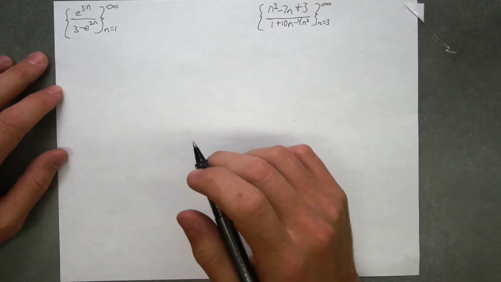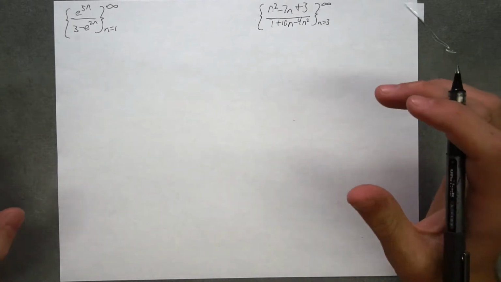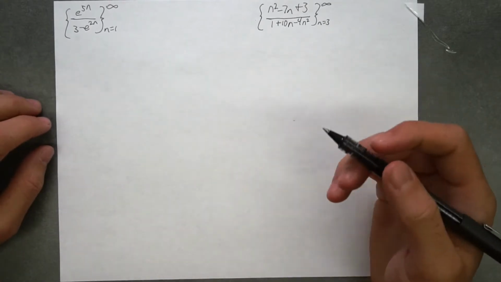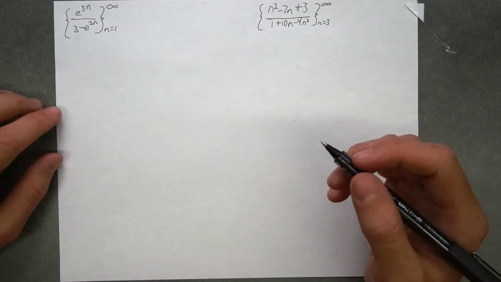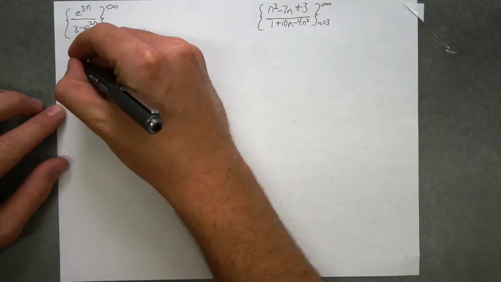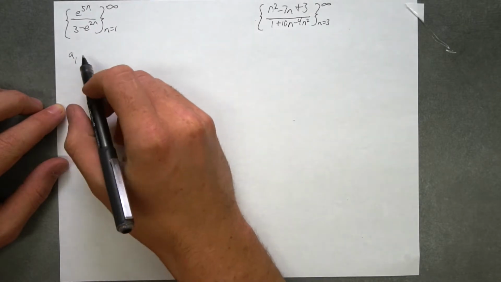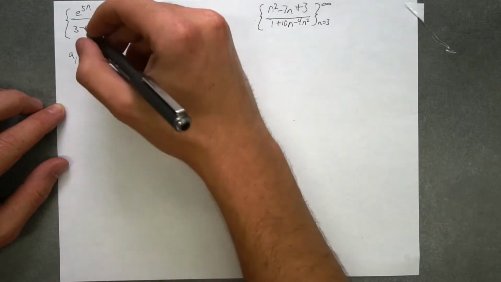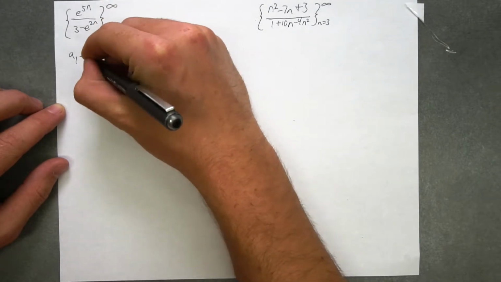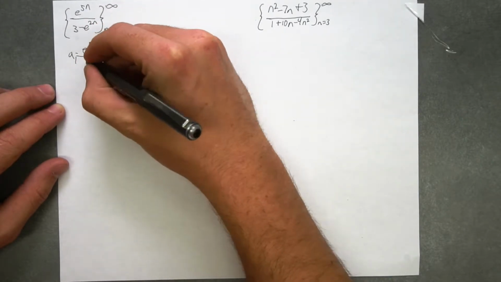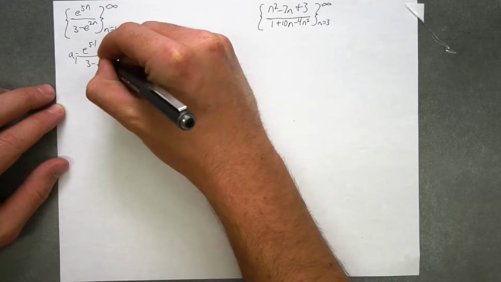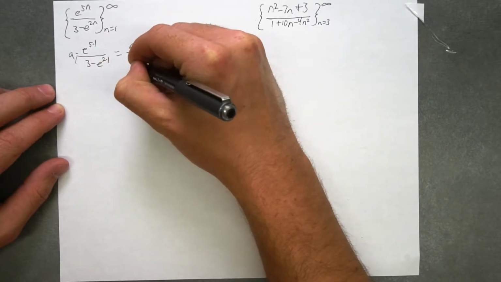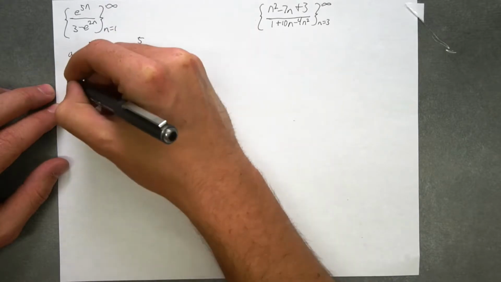So a sequence is a set of numbers, a set of ordered numbers. If you wanted to write the first few terms of a sequence, this would be such as a1, in this case, and we start with the n equals 1 down here. So e to the 5 times 1 over 3 minus e to the 2 times 1. So we'd get e to the 5th over 3 minus e squared.